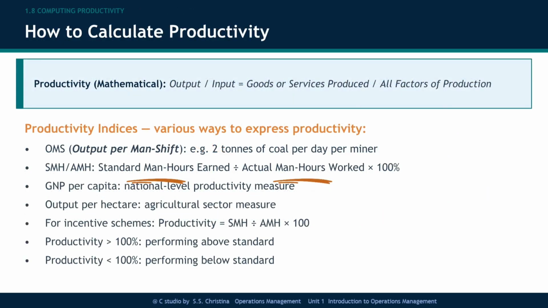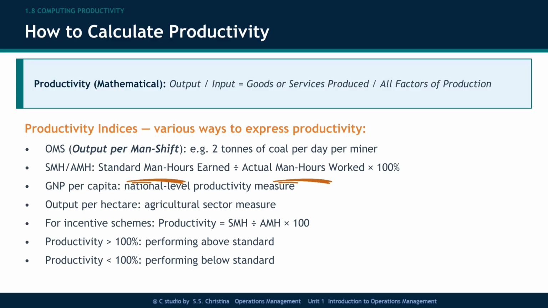Now we move from theory to calculation. This section is important for your assessments. We will work through formulas and a complete numerical example. The fundamental formula: productivity equals output divided by input. That's it. But the way we express this formula varies depending on context.